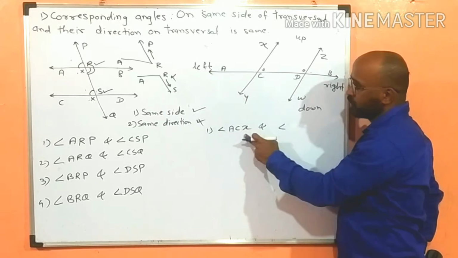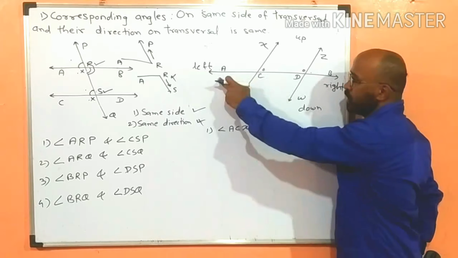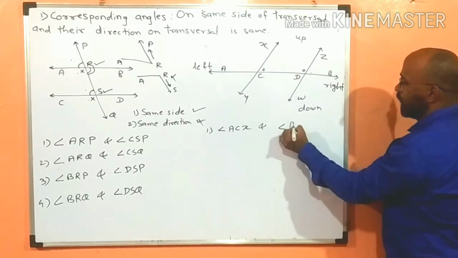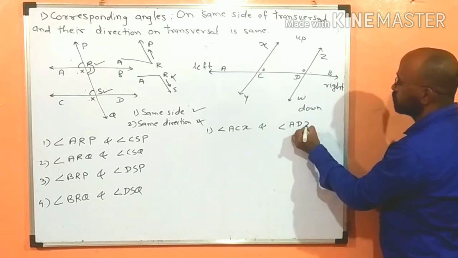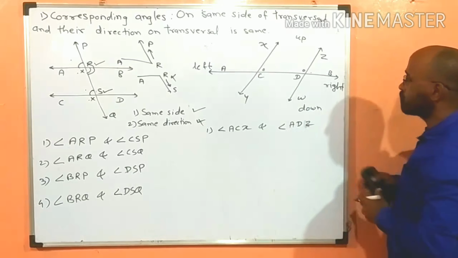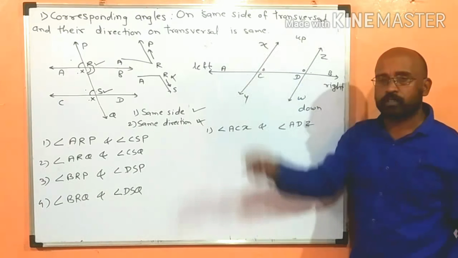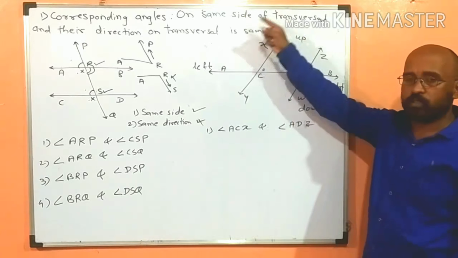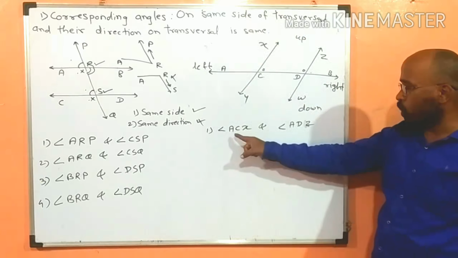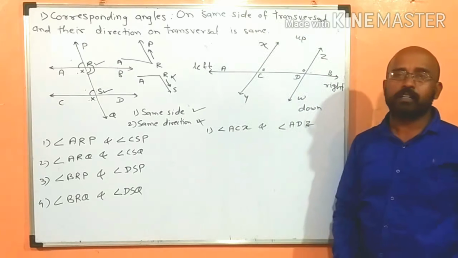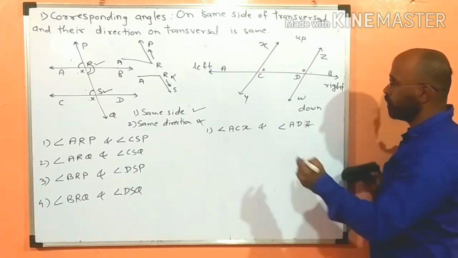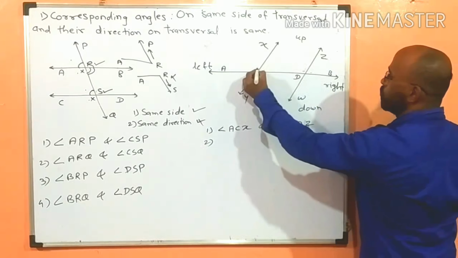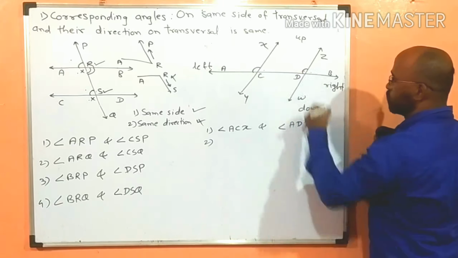Now in the case of ACX, which arm is part of the transversal? CA. What is the direction of CA? Towards left. Means angle ADZ and ACX both have the same direction on the transversal, and both are on the same side of the transversal. This ACX and ADZ are corresponding angles of each other. Now let us see the next angle. So we found ACX and ADZ are corresponding angles.